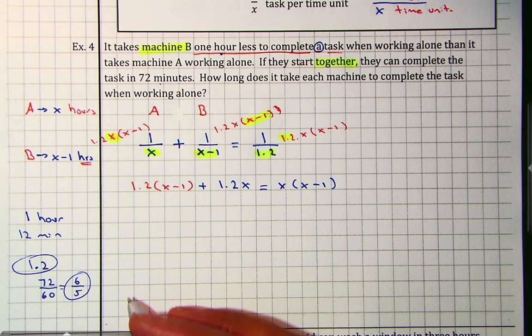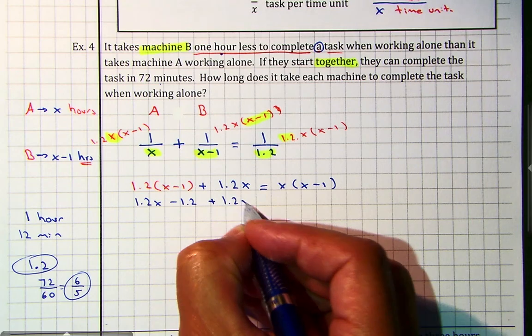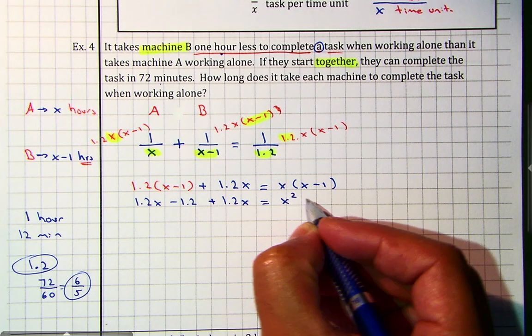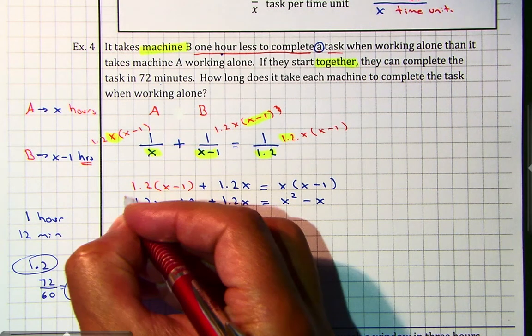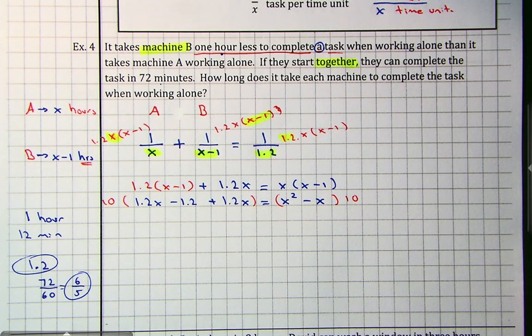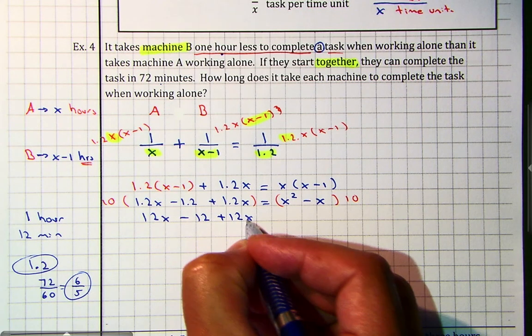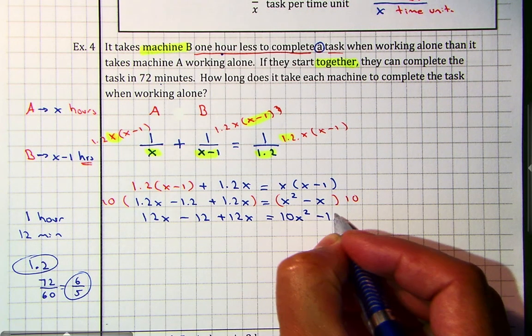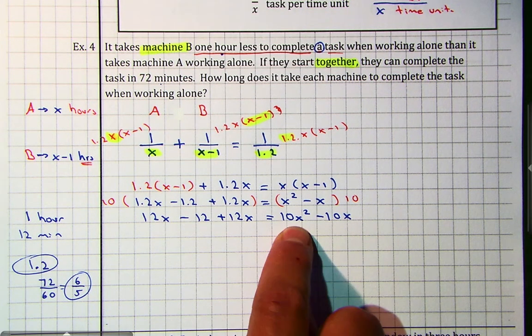So in this case, I'm just going to multiply it out, so I end up with 1.2x minus 1.2 plus 1.2x equals x squared minus x. Once again, we want to get rid of the decimals, so I'm going to multiply everything on the left and the right by 10. That gives me 12x minus 12 plus 12x equals 10x squared minus 10x. I want to make it equal to 0. I want to keep my x squared positive, so I'm going to move everything to the right.